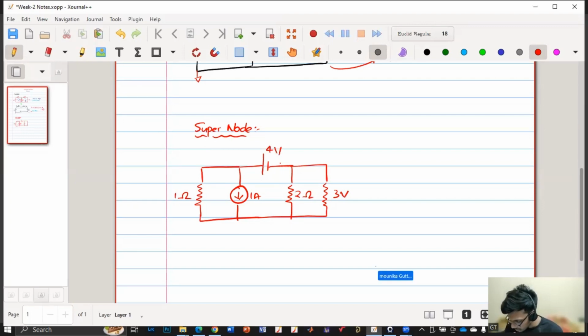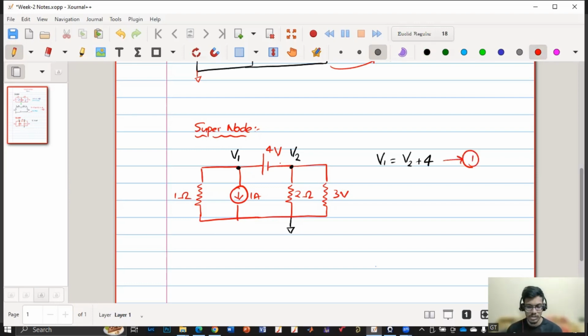First I'll get the nodes. We are free to assume any terminal to be ground, so we'll assume this to be ground. After assuming this to be ground, I'll have to find what are the nodes available. I can see that this is one node, this is the other node. So this is V1 and this is V2. From directly applying KVL from V1 to V2, we'll get that V1 is equal to V2 plus 4. So from this, I got one equation.